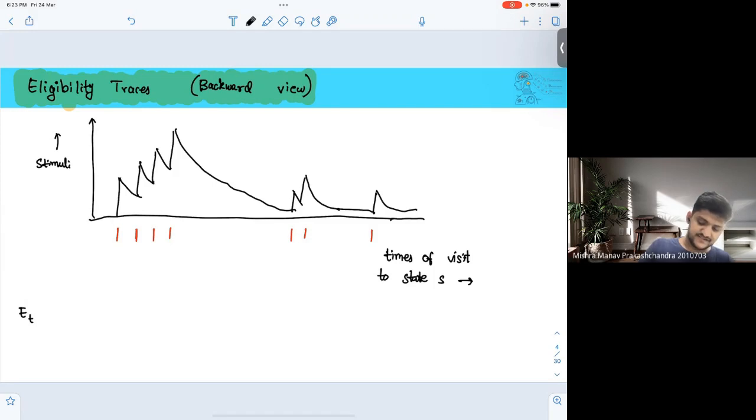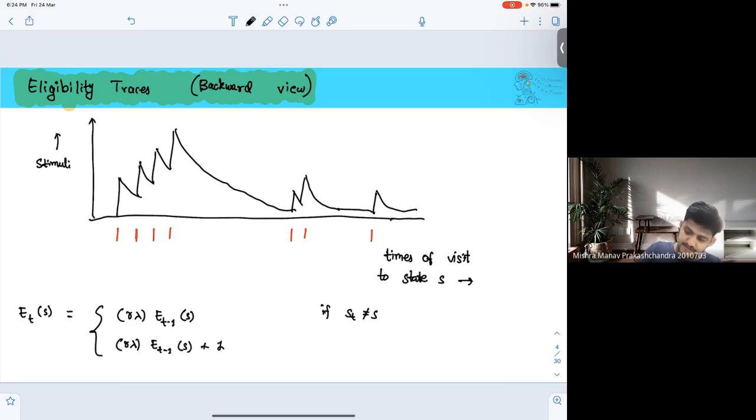Okay, so the way this is defined is we define e t of s is equal to gamma lambda e t minus 1 of s, if s t is not equal to the current state s. Otherwise, e t minus 1 of s plus 1, if s t is equal to s.